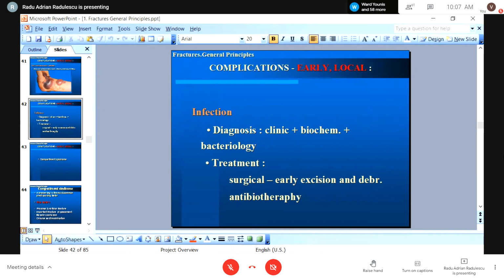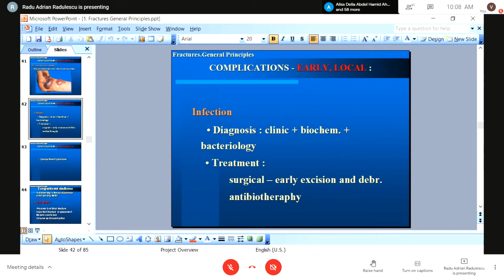The other is CRP, which is the C-reactive protein. Also the level of fibrinogen, and the erythrocyte sedimentation rate, which is also an important blood test for infection. So the infection diagnosis must be done by combining all these types of diagnosis: clinical, by biochemistry, and by bacteriology, which, like I said, is important to determine the germ.